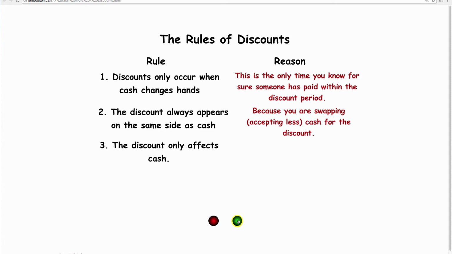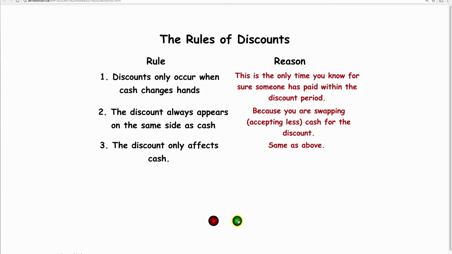3, because that's all you're doing, the discount only affects cash. It doesn't affect any taxes. It doesn't affect any other accounts at all. Just the cash value. And remember, it only ever happens when cash changes hands. So it's just the cash account that's affected, and discounts are always on the same side, debit or credit, as cash. And that goes for both types. There will be 2 types of discounts: sales discounts and purchase discounts. And these rules apply to all of them.